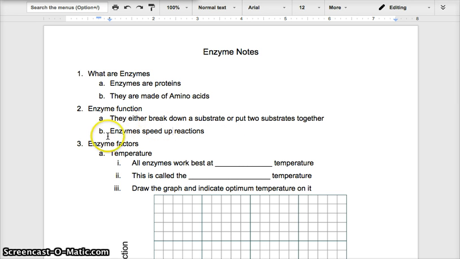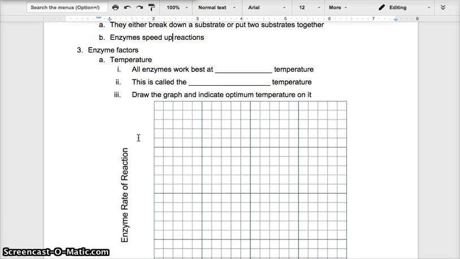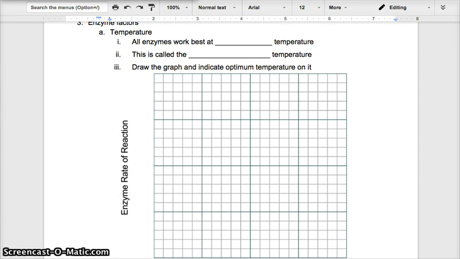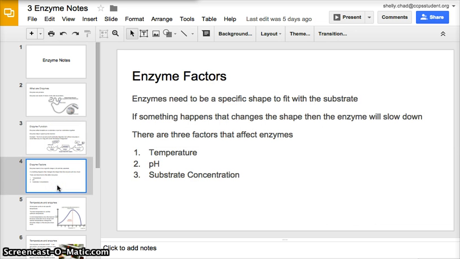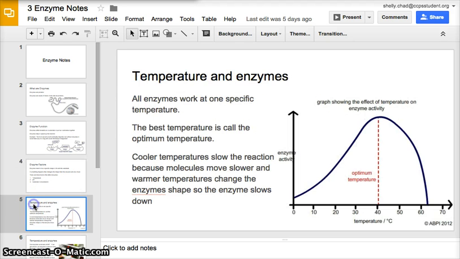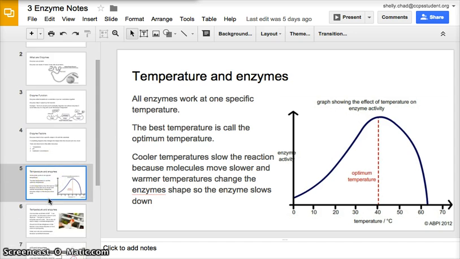So now we're going to talk about enzyme factors, what's going to affect how the enzyme works, the speed at which it works. The first one we're going to talk about is temperature. There's three of them: temperature, pH, and substrate concentration. All enzymes are affected by these because enzymes have to be a specific shape to fit with the substrate. Except for the third one, if it changes the shape, the enzyme will slow down. So the first one that might change the shape is temperature.